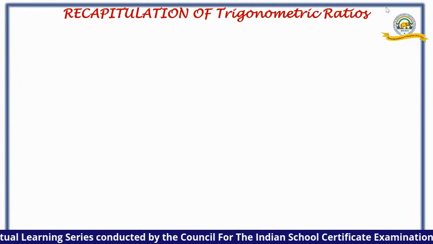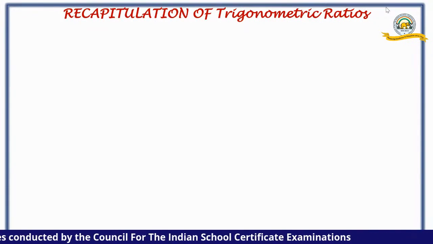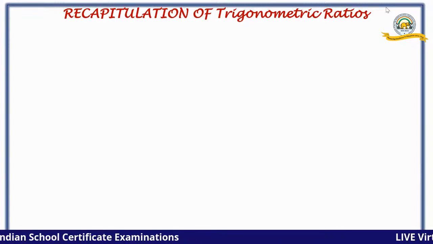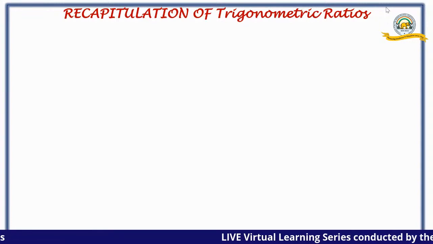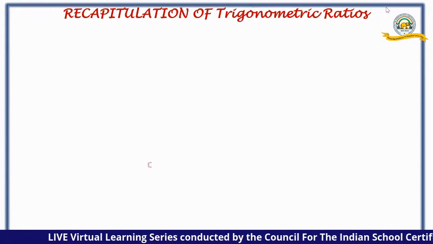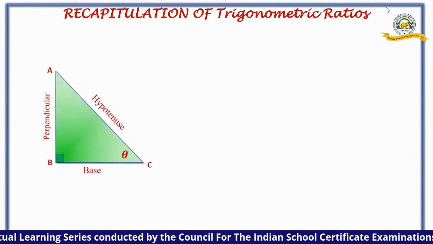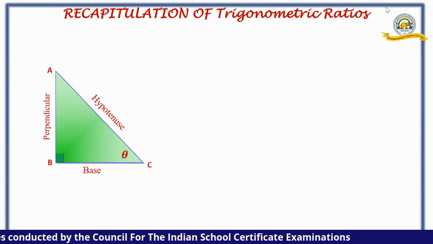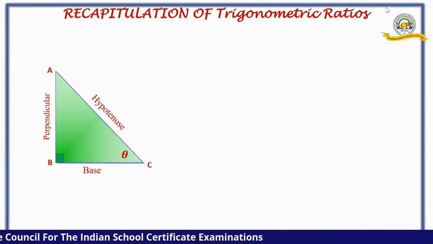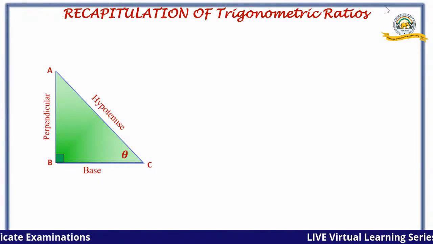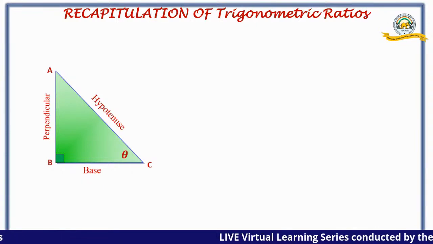Now, next is our recapitulation of trigonometric ratios. The whole of trigonometry is based on these trigonometric ratios. We have done it in class 9. We have done it when we were doing identities. Again, we need to brush it up. So, whenever we are speaking about the trigonometric ratios, we have the concept of right angle triangles. So, when we are speaking about right angle triangles, what do we have?